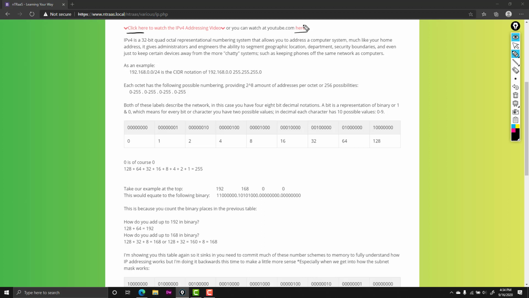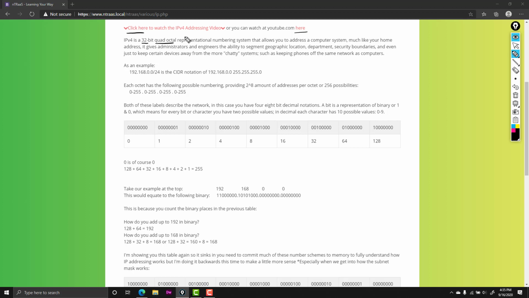But getting started here, one of the things we have to be aware of is that IPv4 is a 32-bit quad-octal representational numbering system. Pardon my dog. This is a representational numbering system that allows you to address computer systems. Much like your home address, it gives you the ability to segment geographic locations by departments, security boundaries, or just to keep certain devices that are so-called chatty, such as computers, off of a phone network, because you want to have as little contention as possible on a phone, VoIP, or video style network.